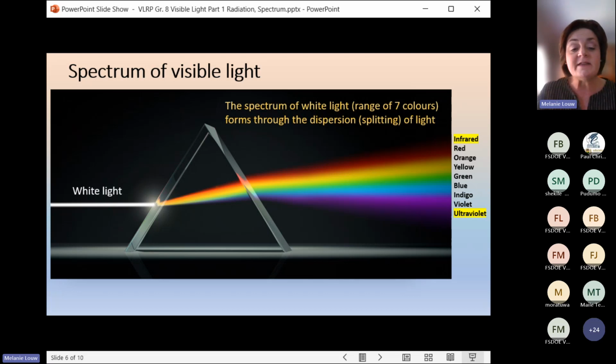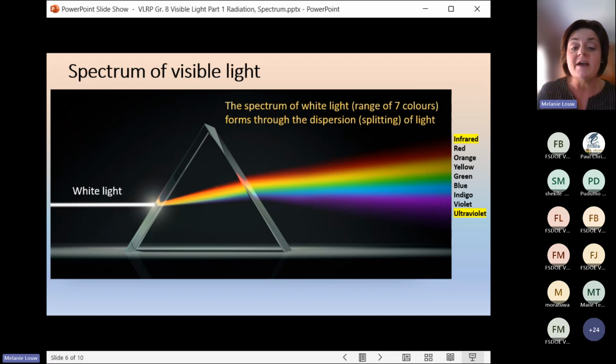So on the other side of this triangular glass prism, you will see 7 colors of white light, and they are red, orange, yellow, green, blue, indigo, and violet. Violet is just a very dark purple, and indigo is a kind of bluish purple. So those are the 7 colors of light that we can actually see with the naked eye.